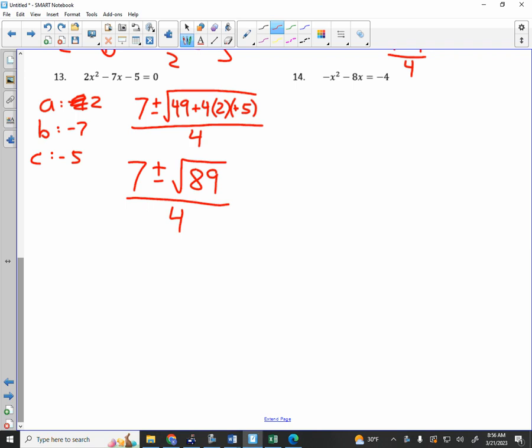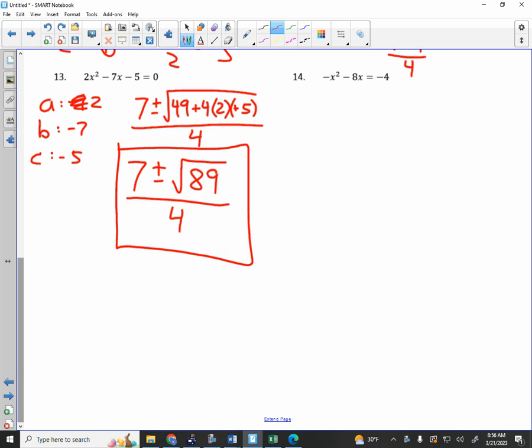That's a positive number, so I'm going to have 2 solutions, right? But can you simplify the square root of 89? You can't, so you're done. Part of the deal is you have to understand if you can simplify that or not. Okay? That one's done.